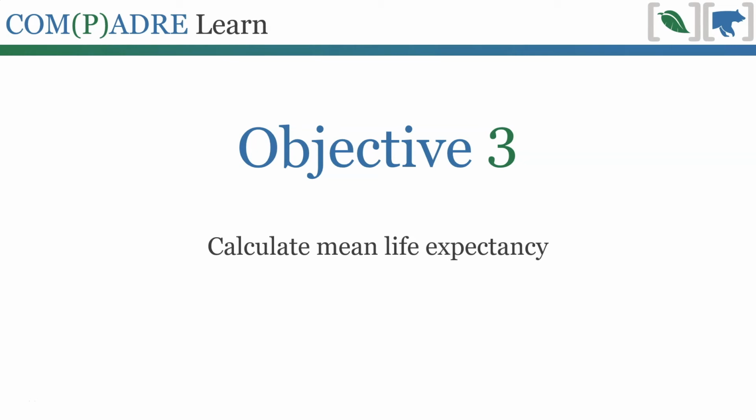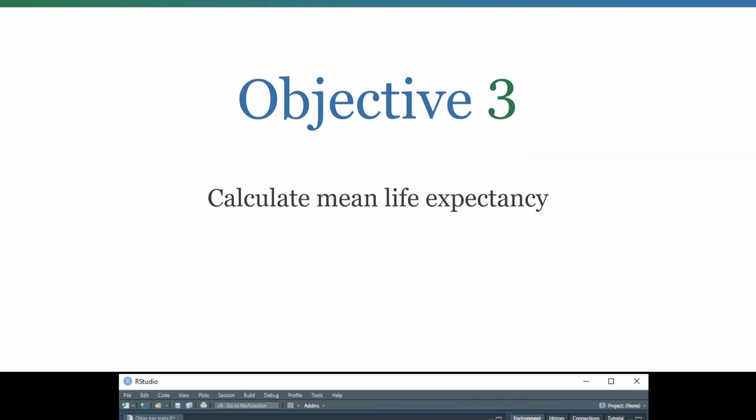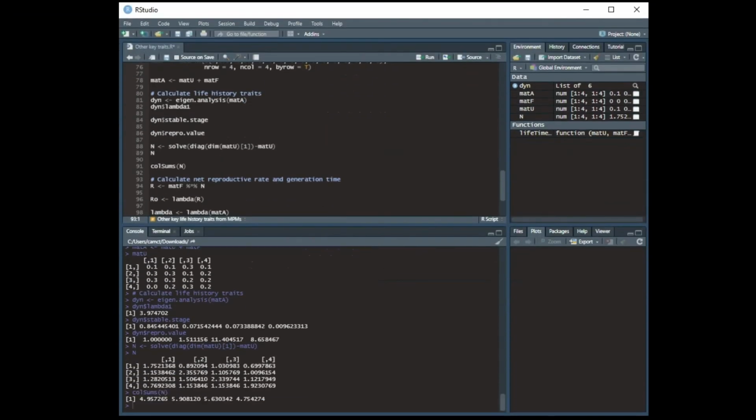Objective 3. Calculate mean life expectancy. We can sum all of the columns using the column sums function in R. Summing each column in the N matrix gives the mean life expectancy, conditional on entering the life cycle in each of the stages in our matrix model.